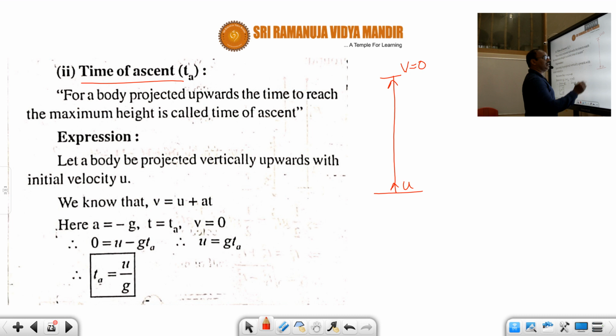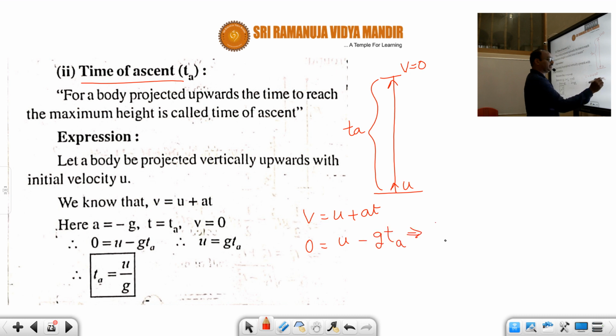So take v equal to u plus at. The final velocity v is 0, and applying the sign rule, u is vertically upward, therefore u equals plus u. Upward direction we are taking the positive sign, and a equals minus g, and let us say the time of ascent equals ta, therefore time of ascent ta is equal to u divided by g. This is the time of ascent formula.